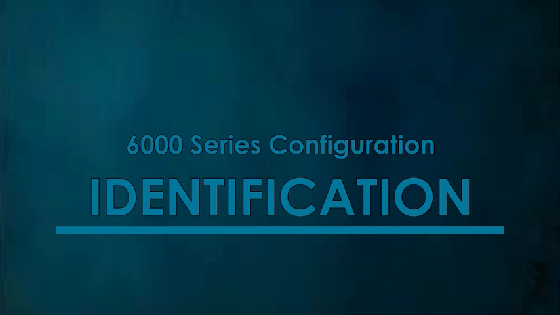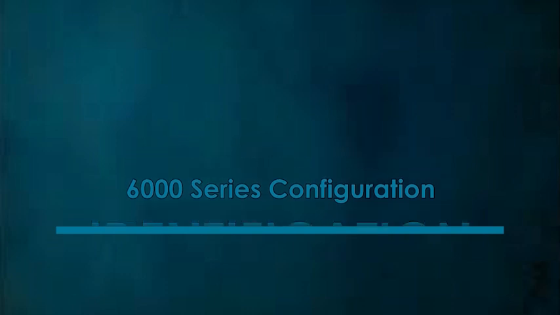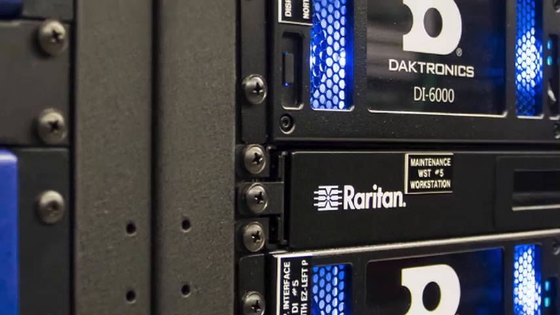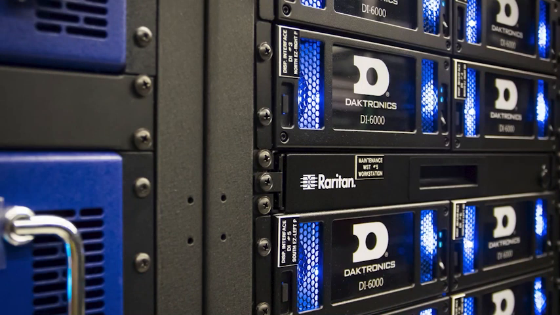The 6000 series is rack-mounted control equipment that delivers video content and graphics to Daktronics LED displays. Both the DI and the VP have a flexible form factor design with components that can be arranged in various configurations. In this training, we will be looking at the configuration menu, specifically the option for identification.